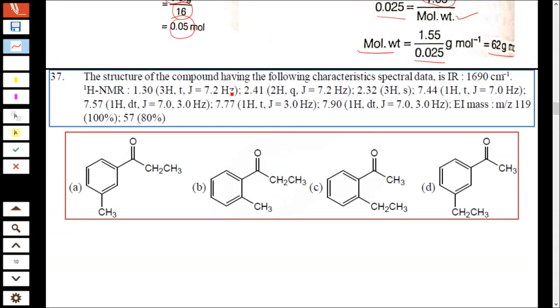Here you see, from the spectral data, options C and D are ruled out because CH2 and CH3 are not present. But in A and B, you see the CH3 is a highly shielded proton. Hence the CH3 will be at the meta position. Hence option A is correct and option B is wrong.